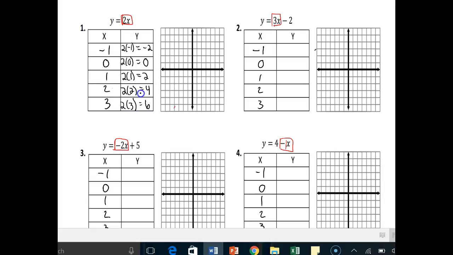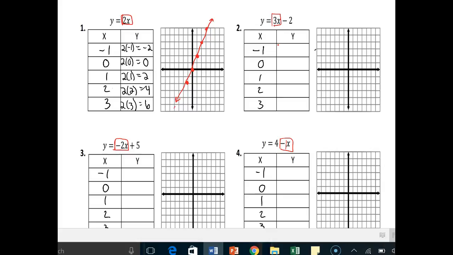So now we have these points, right? We have -1, -2, 0, 0, 1, 2, 2, 4, 3, 6, and we can plot those points. That's exactly what I'm going to do now. So -1, -2, that means move left 1, down 2. 0, 0 is obviously right at the origin. 1, 2, that means move right 1, up 2. 2, 4, that means move right 2, up 4. And 3, 6, that means move right 3 and up 6. And obviously we have a nice straight line. Again, anytime you get points that don't give you a nice straight line, you've messed up.